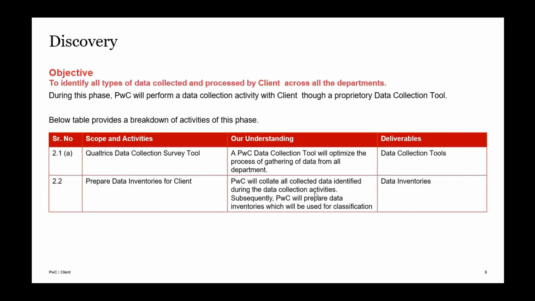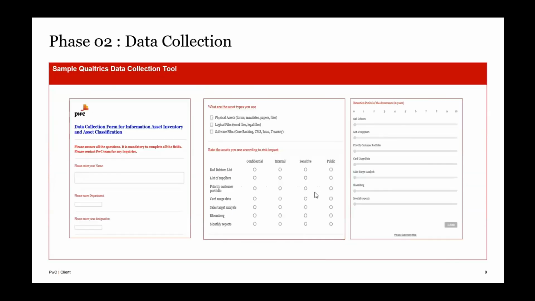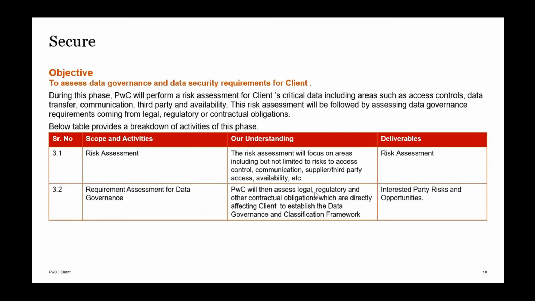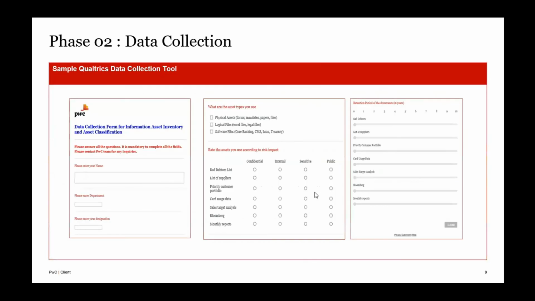Next stage, we would do the discovery, and we would use the Qualtrics data collection survey model, and we collect all the data on all the processes that are available in the organization, and then we start analyzing them, and then we would inventorize them for the organization. And this is a sample of the Qualtrics data collection tool that we use, and that is customizable for the organization. It is not a standard one. It will vary from organization to organization.